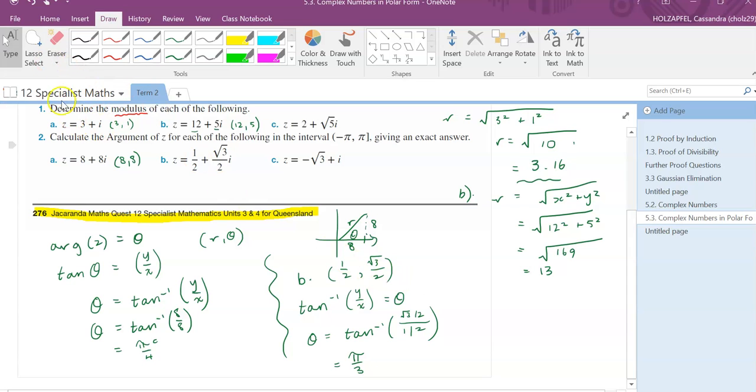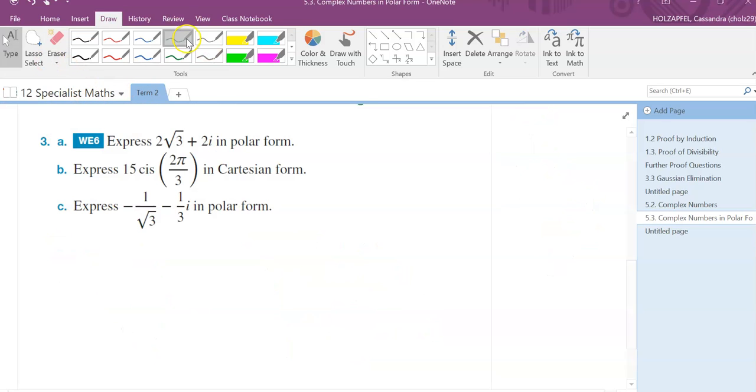Let's move on to a couple more trickier ones now. Okay, so here's another example of a good, simple, familiar question. A little bit more in depth than the last one, but not too tricky. Express 15 cis 2 pi on 3 in Cartesian form. When we have something that's written in this form, cis really represents cos plus i sine.